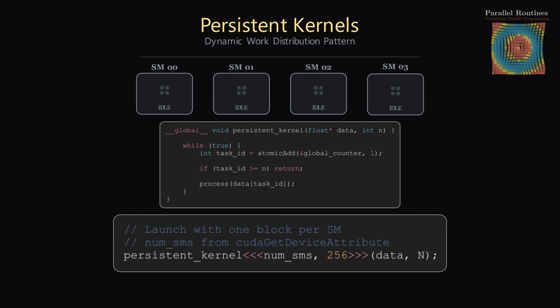Now let's see how we launch this kernel from the host code. The key insight: we launch exactly one thread block per SM. This ensures optimal occupancy and keeps all hardware busy.